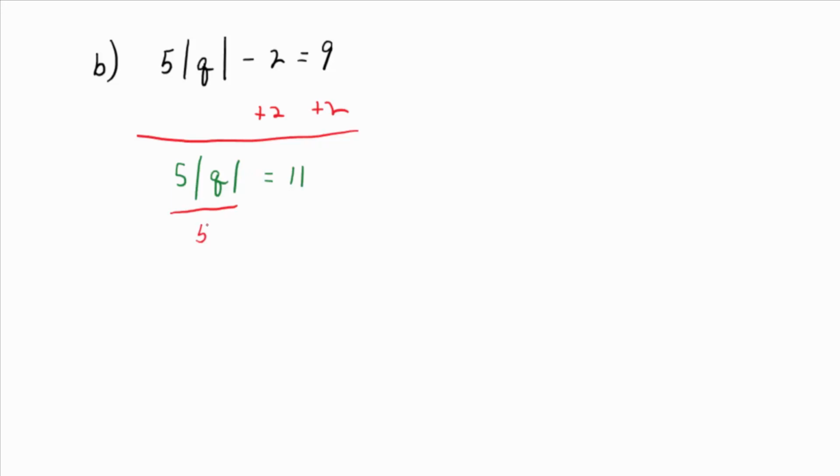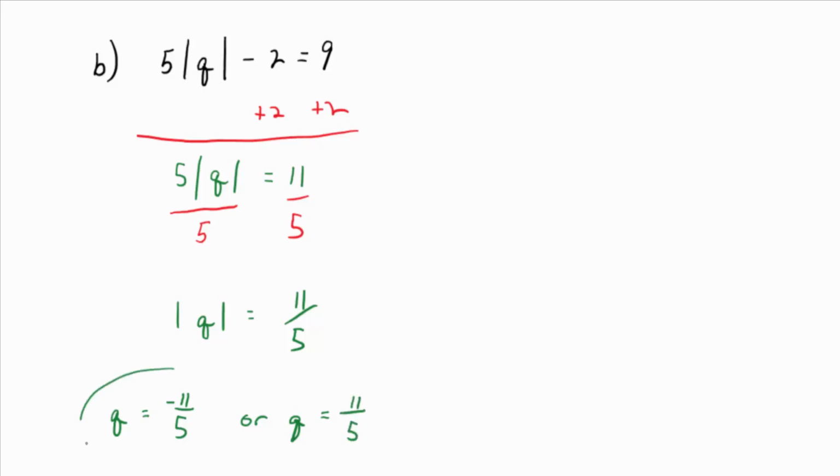Divide by 5. So I get the absolute value of q is equal to 11/5. So then what can you say about q? Either the absolute value of q equals 11/5 or negative 11/5. I like to put the smaller number on the left. So q equals negative 11/5 or q equals 11/5. There you go.